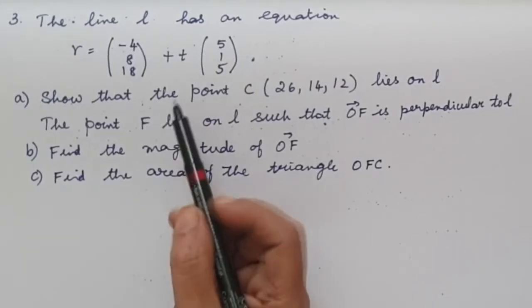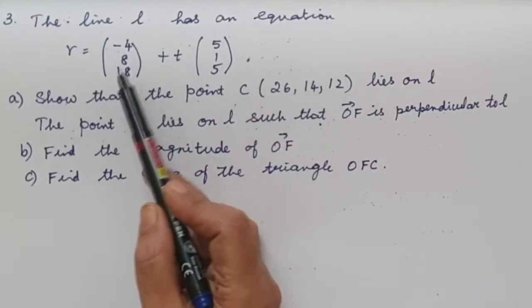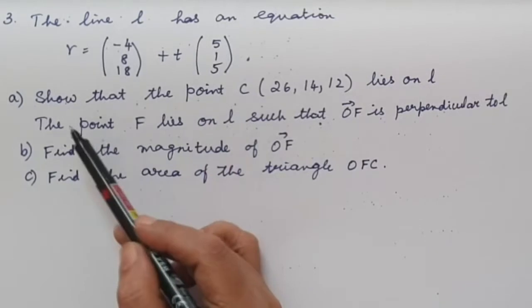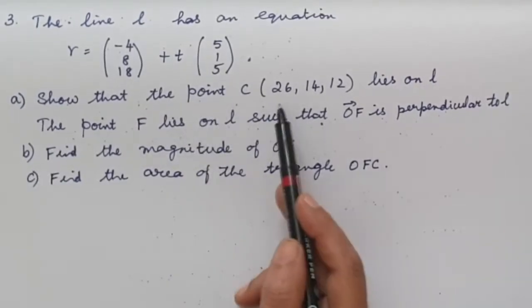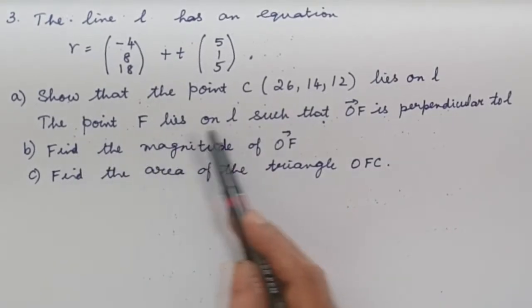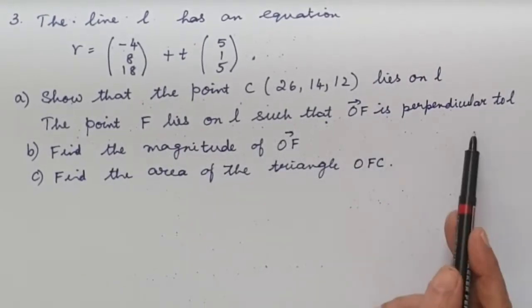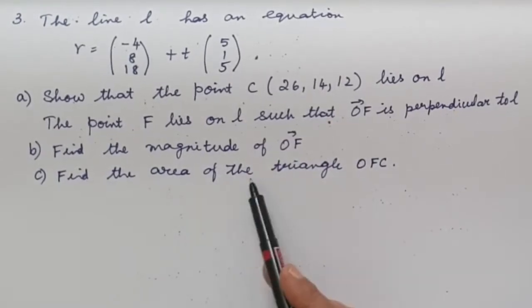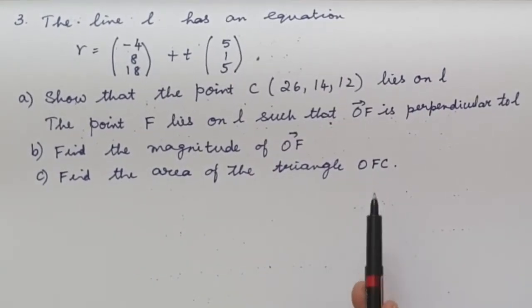The third question: the line L has an equation r equal to minus 4, 8, 18 plus t times 5, 1, 5. A part, show that the point C, 26, 14, 12 lies on L. The point F lies on L such that OF is perpendicular to L. Find the magnitude of OF. Find the area of the triangle OFC.